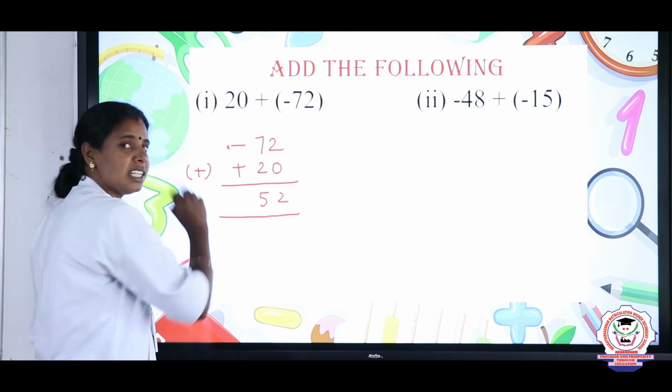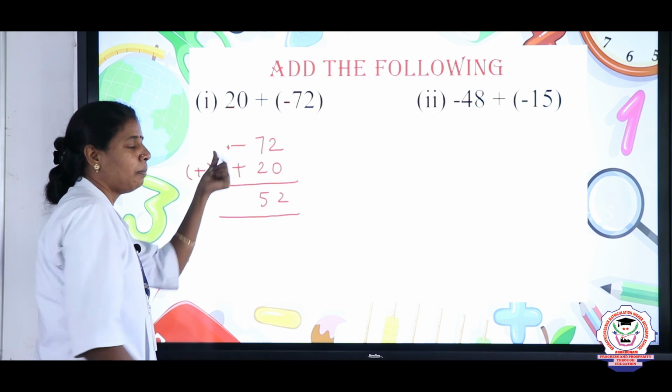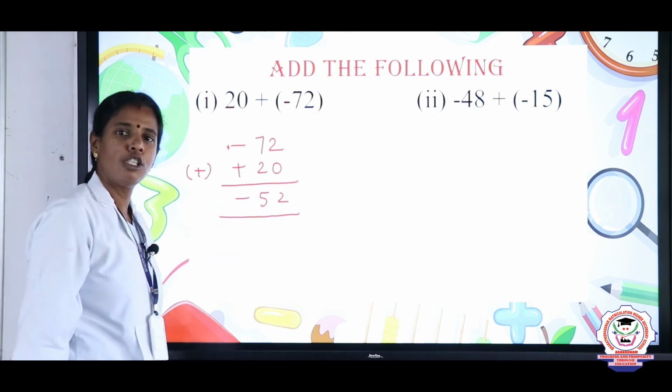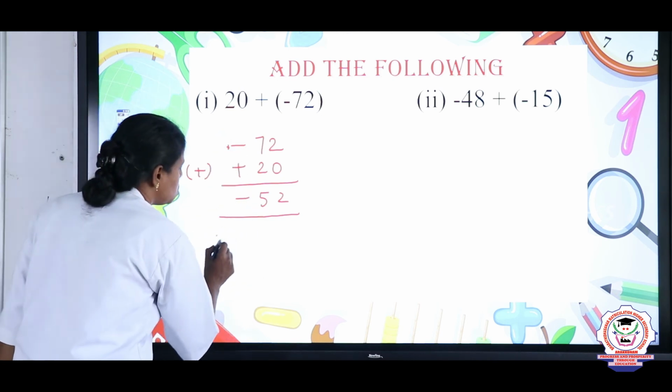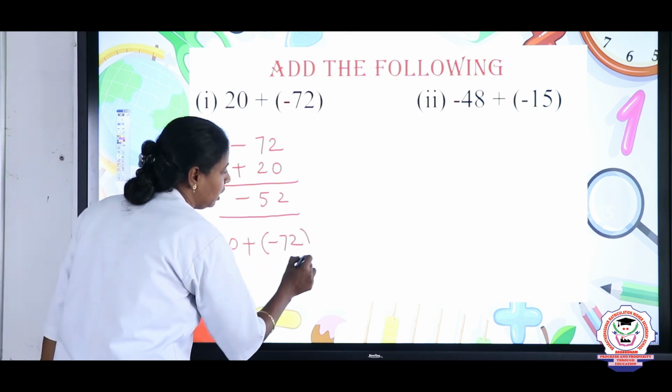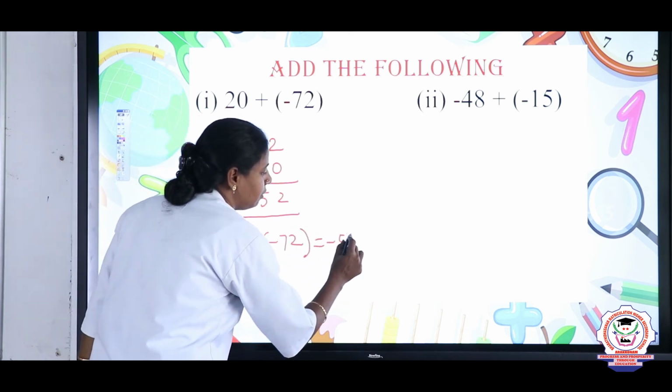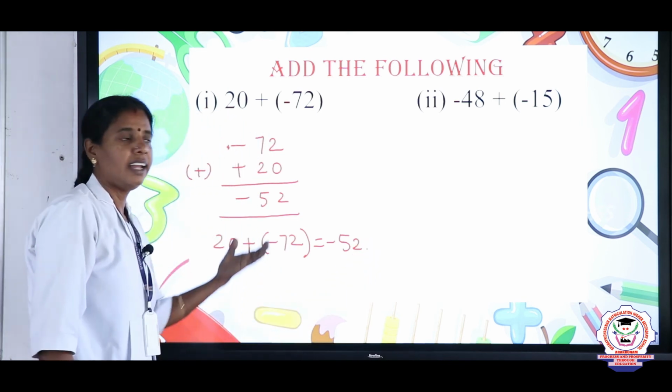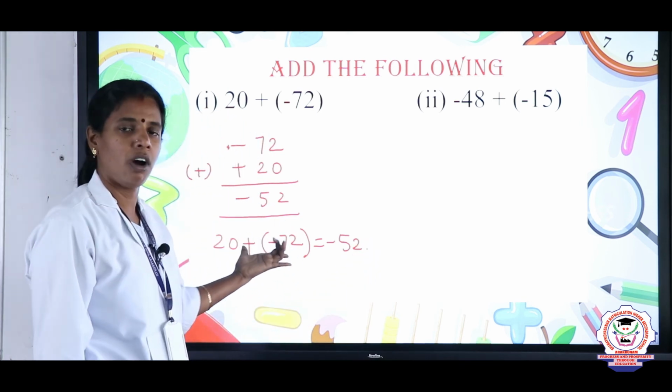The greatest number is 72. The sign of this number is negative. So our answer is also negative. Therefore 20 plus minus 72 gives minus 52. Is it clear? I think it will be easy for you to solve the answers.